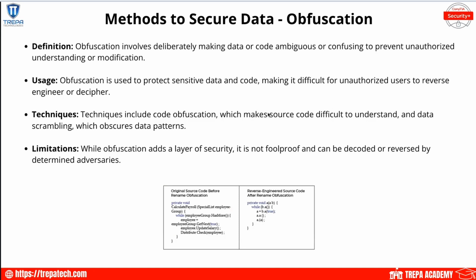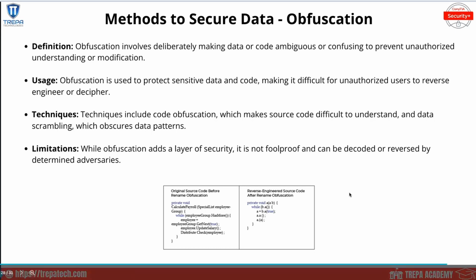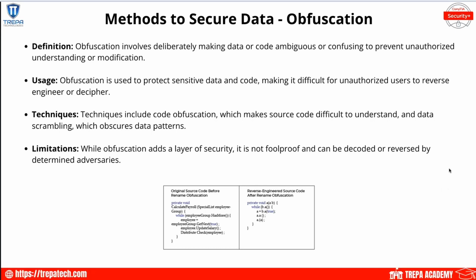So some techniques, right? We can do data scrambling, which obscures data patterns, but there are limitations, right? While obfuscation adds a layer of security, it is not foolproof and can be decoded or reversed by APTs, essentially, or determined adversaries.